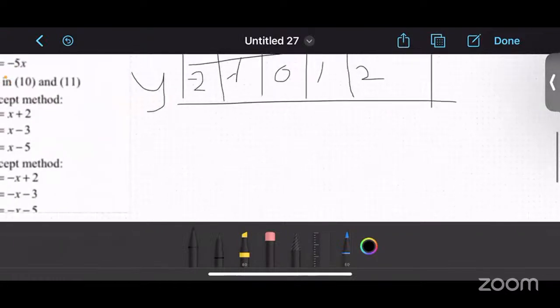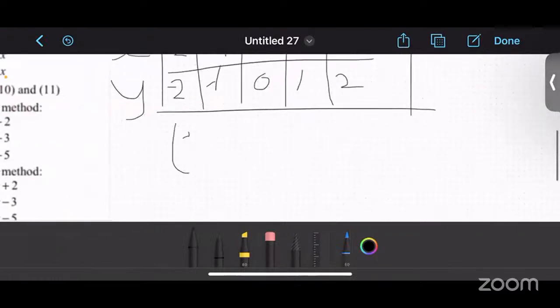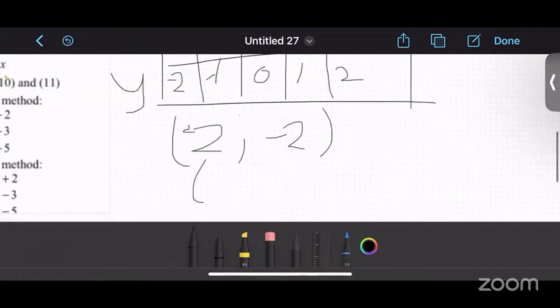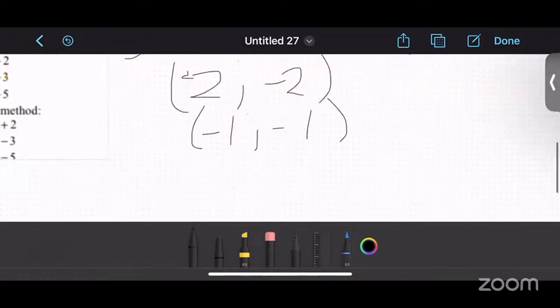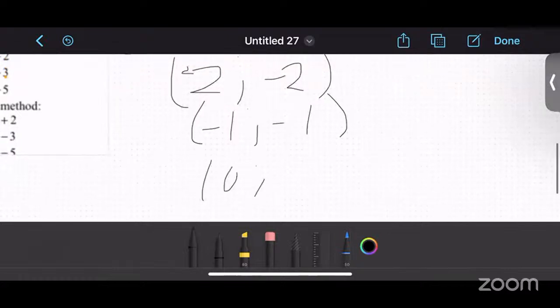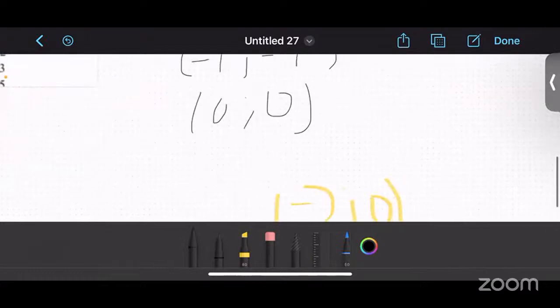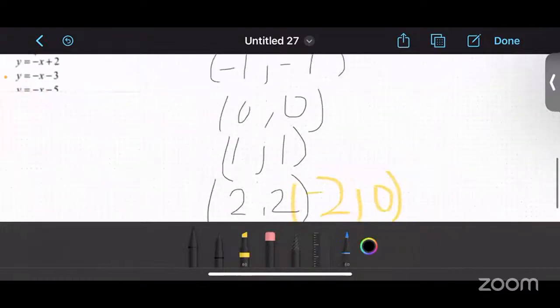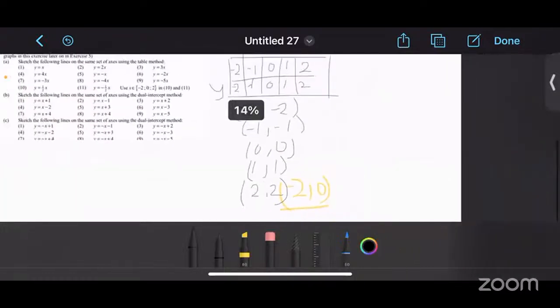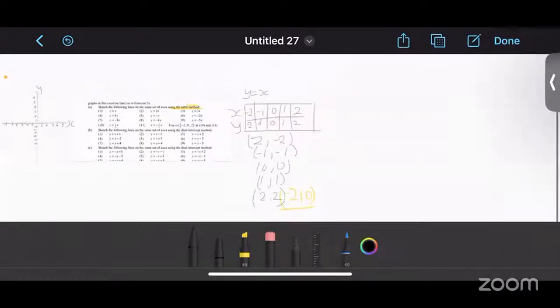Remember, you can always put them like this: -2 and -2, -1 and -1, and then 0 and 0, and 1 and 1, and 2 and 2, right? These are the coordinates of the line y is equal to x.